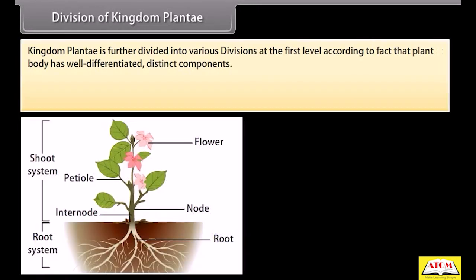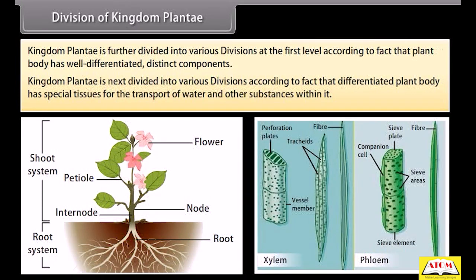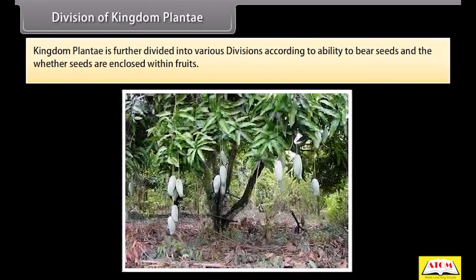Division of Kingdom Plantae. Kingdom Plantae is further divided into various divisions at the first level, according to the fact that the plant body has well-differentiated distinct components. Kingdom Plantae is next divided into various divisions according to the fact that the differentiated plant body has special tissues for the transport of water and other substances within it. Kingdom Plantae is further divided into various divisions according to the ability to bear seeds and whether seeds are enclosed within fruits.